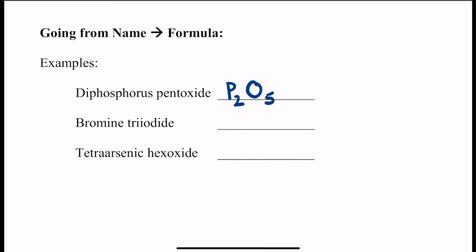Diphosphorus pentoxide is P2O5. In this next example, we have bromine triiodide. No prefix usually means you have 1 of something. And of course, we know bromine is Br. So we have Br with no subscript. Here we have triiodide. Tri means 3. Iodide is iodine. So we're going to say I3.